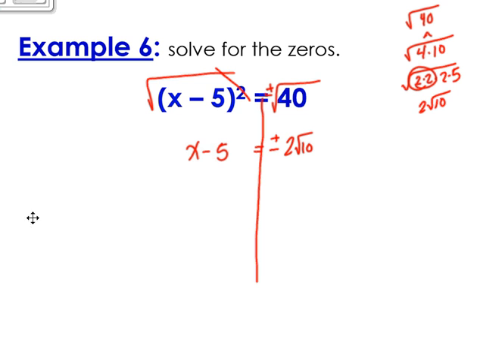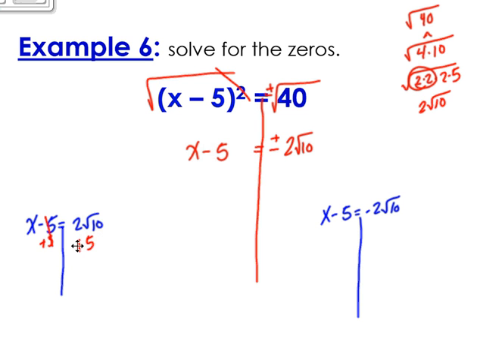So this is where I break it apart, because I have x minus 5 is equal to positive 2 square root of 10, and then I have x minus 5 is equal to negative 2 square root of 10. I'm still solving for x, still trying to get x by itself. I'm going to add 5 to both sides. My answer looks like this because you can't add those together. If you remember, they're not like radicals, so they're not like terms, so you can't add them together.